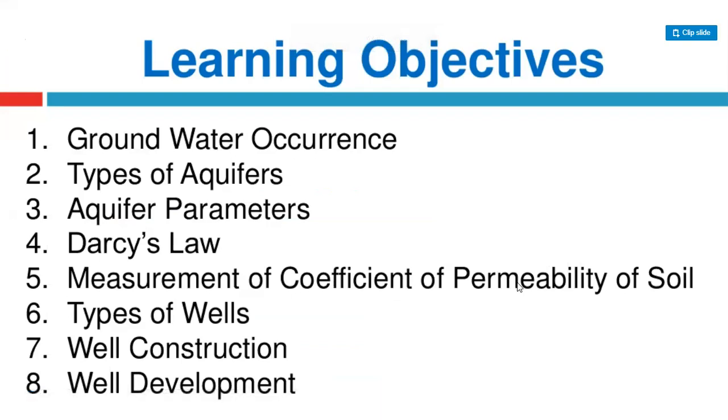So, guys, in these aquifer parameters, we studied from the basic points. We started from the basic point: groundwater occurrence, types of aquifers, aquifer parameters, Darcy's law, measurement of coefficient of permeability of soil, types of wells, well construction, and well development.